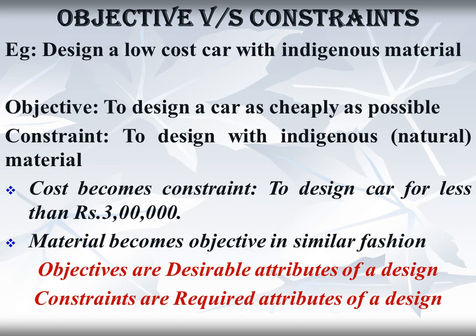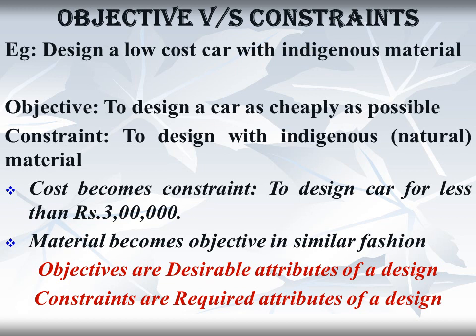Objective versus constraint. First of all, what is the difference between an objective and a constraint? For example, design a low-cost car with indigenous material. In this, the objective is to design a car as cheaply as possible, and the constraint is to design with indigenous or natural material. Now, you must have understood the difference between an objective and a constraint.